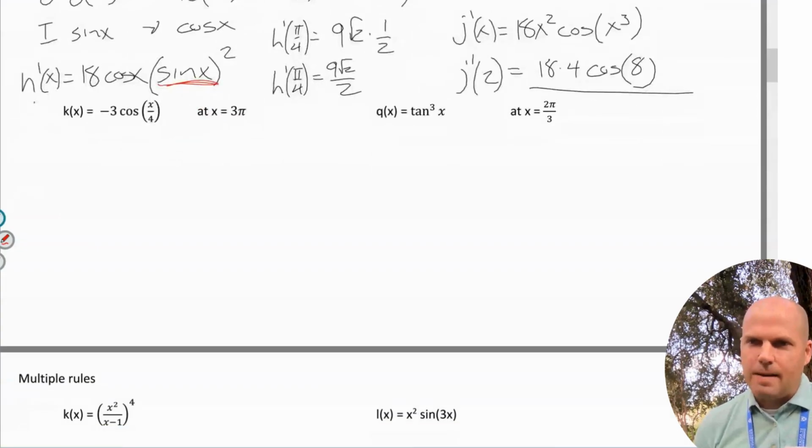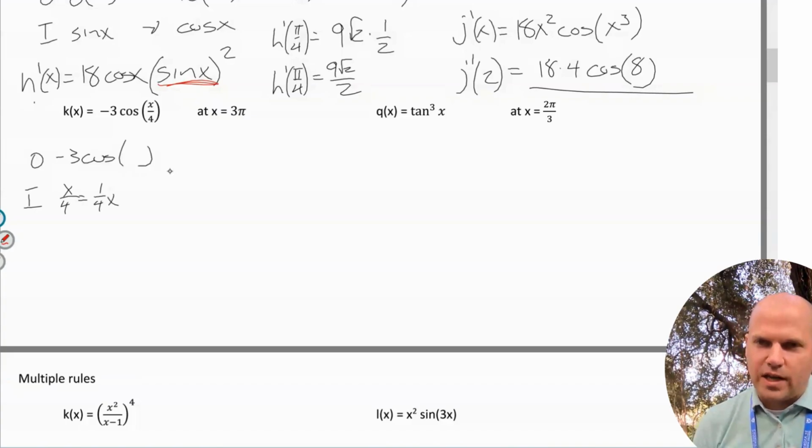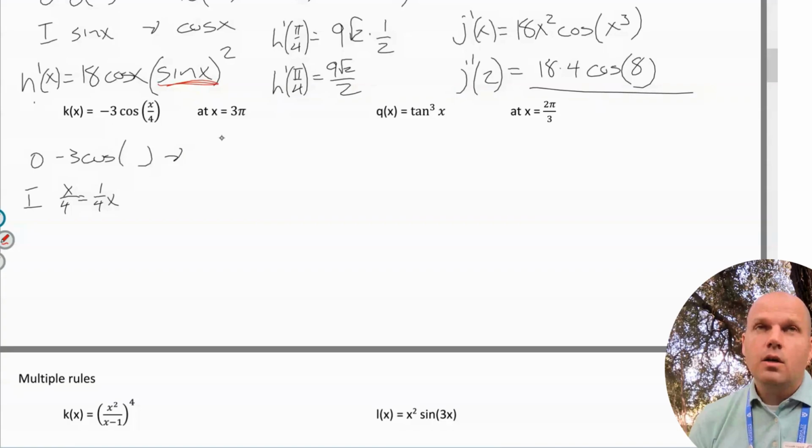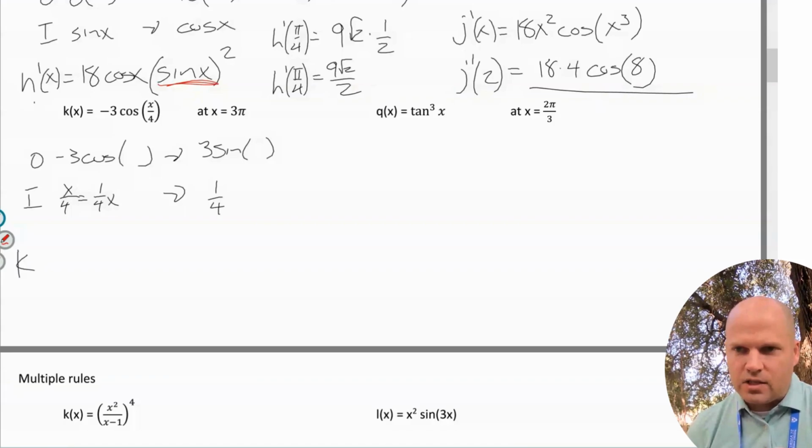Here's another one very similar to that, where the outside is the trig function. The inside is this x over 4, which is the same as 1/4 x. Don't forget. The slopes of negative 3 cosine is going to be, the slopes of cosine are negative sine. The slopes of negative cosine are positive sine. So I'm going to get positive 3 sine parentheses. The slopes of 1/4 x are 1/4. Write these in the order that I choose. 3/4 sine. What starts in the parentheses stays in the parentheses.